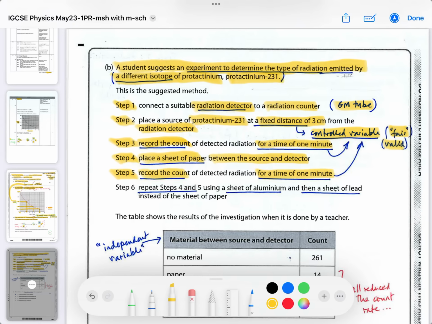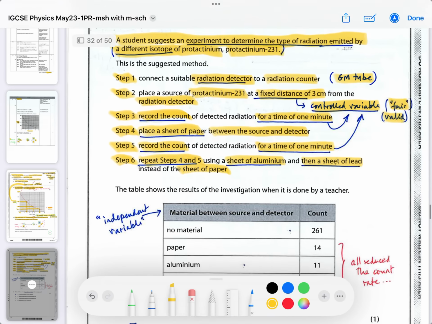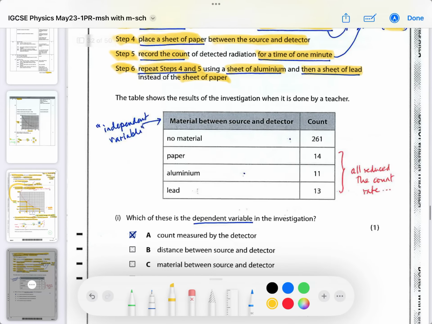Each time we're doing it for 1 minute to make it fair or valid. Step 6, repeat these steps 4 and 5 first using aluminium and then a sheet of lead. So remember, aluminium can stop beta, yeah, and lead can largely stop gamma. So you remove the paper and use aluminium, and then you use a sheet of lead, okay? And that's what they did.